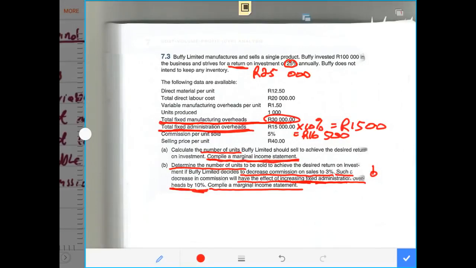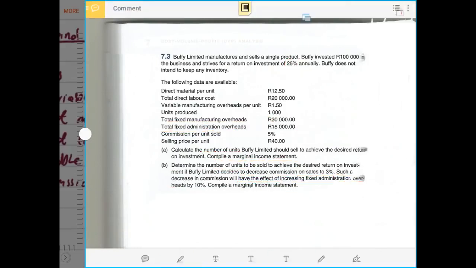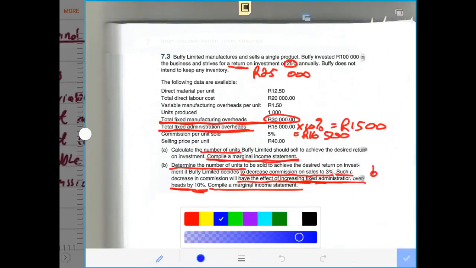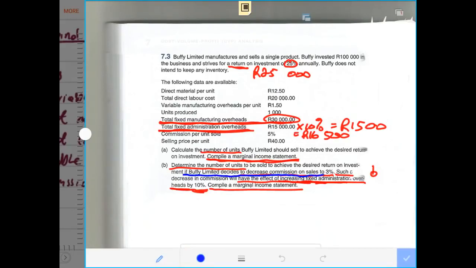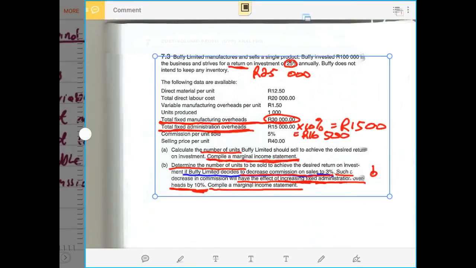They said to us in the second sentence that Buffy Limited decides to decrease commission on sales to 3%. So now our commission is decreasing to 3%. Therefore, our commission is 3%. It's not decreasing by, it's decreasing to 3%. That means it's decreasing by 2%. So now if commission is 3%, then we need to know how much will be the amount of commission now. Therefore, our commission will be calculated as 5% of 6.